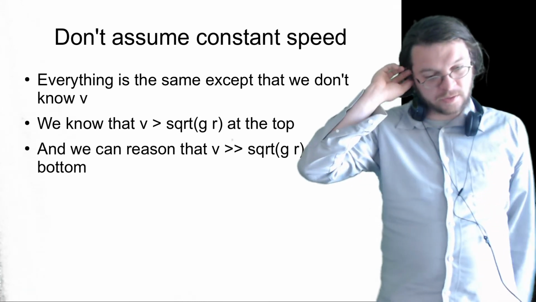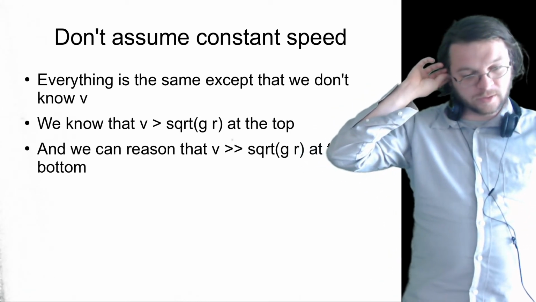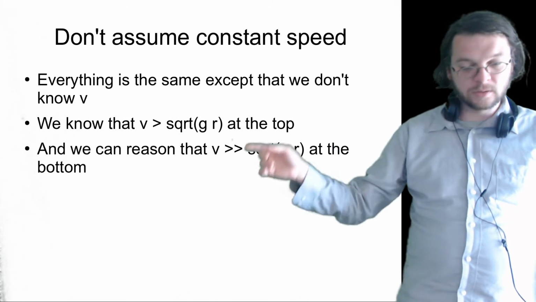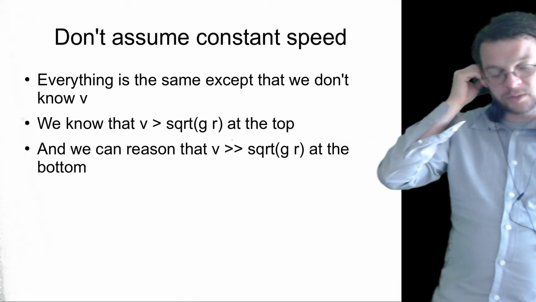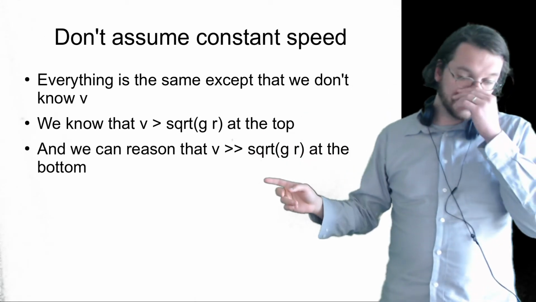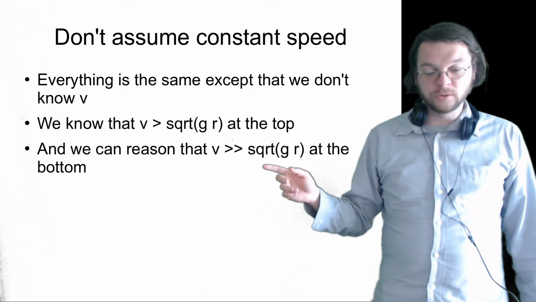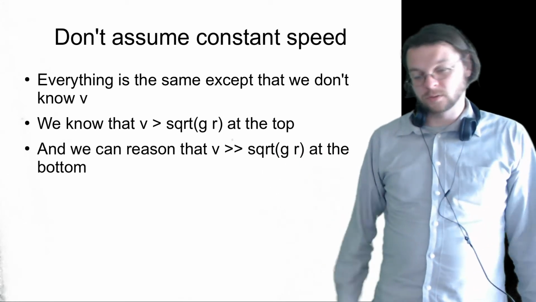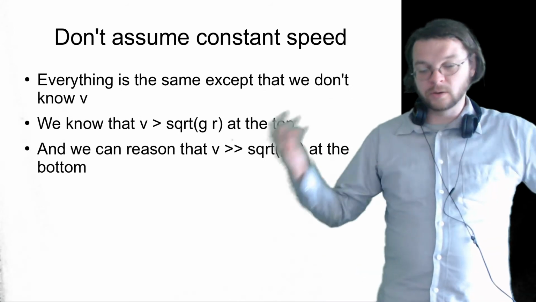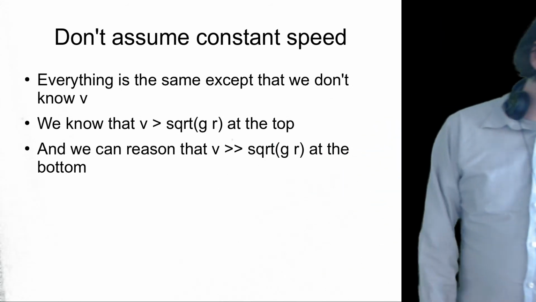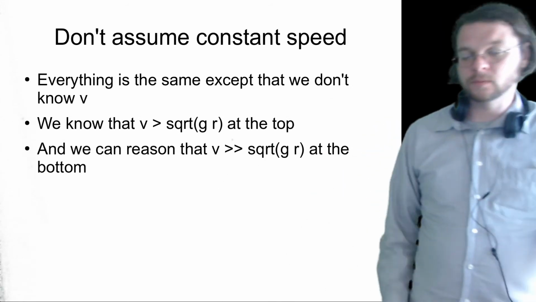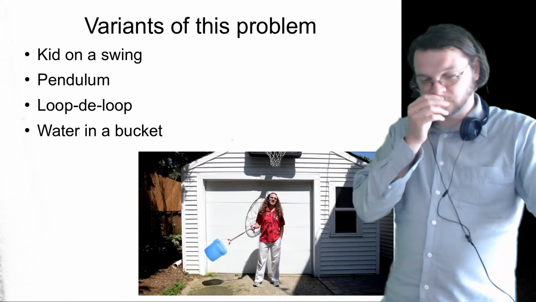Now we don't really know v per se. We know that it has to be greater than this at the top. And if it has to be greater than this at the top, it would make a lot of sense if it's much greater than this at the bottom, because it's going to go slower as it goes up. But we don't really know exactly what v is, which is okay. So maybe the problem would tell you, or you have to make some assumption.